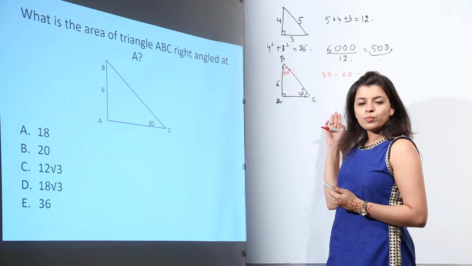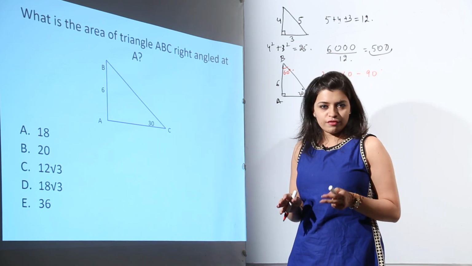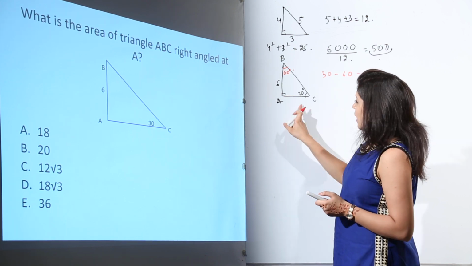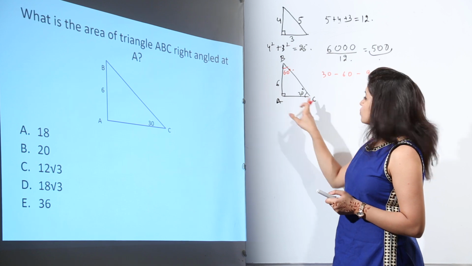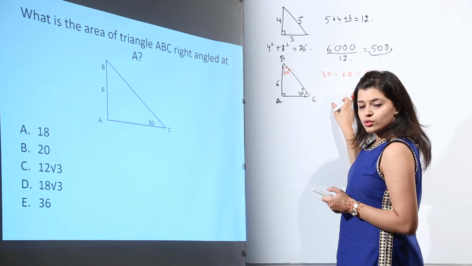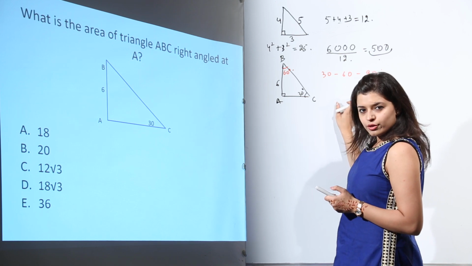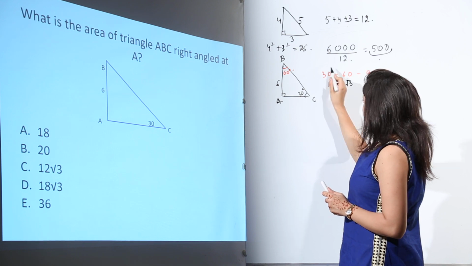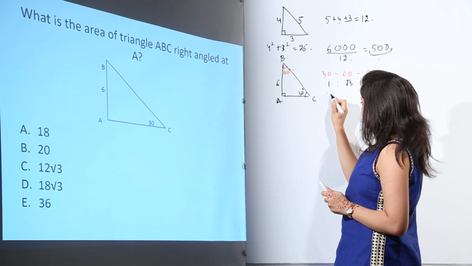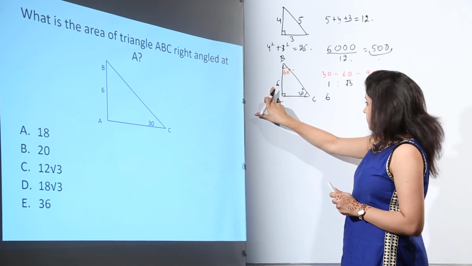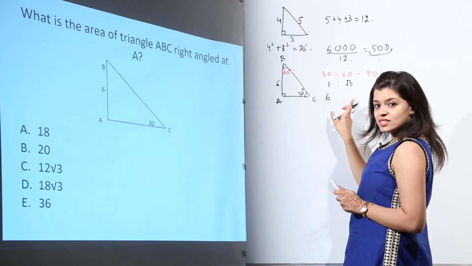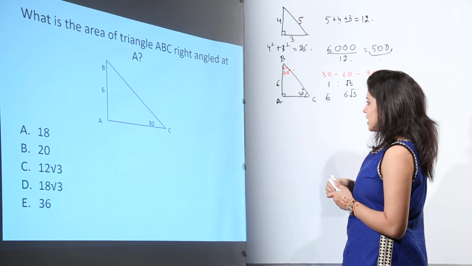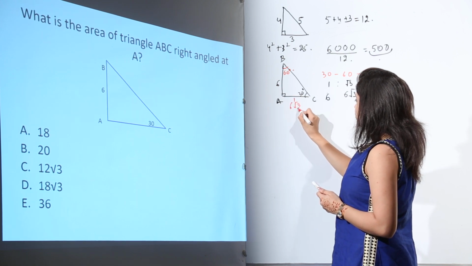We have already seen the properties of 30, 60, 90 and 45, 45, 90 triangle. In this case, we have a 30, 60, 90 triangle. We know the value of the side that is opposite to the 30 degree side. We also know the ratio of the sides in this particular kind of triangle. The ratio is 1 is to root 3. We know the value of this corresponding one, that is 6, which is AB. So we can easily calculate this value, which will be 6 root 3. That means the value of AC in this case will be 6 root 3.